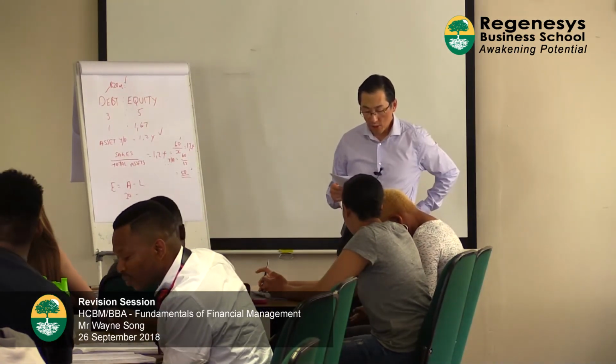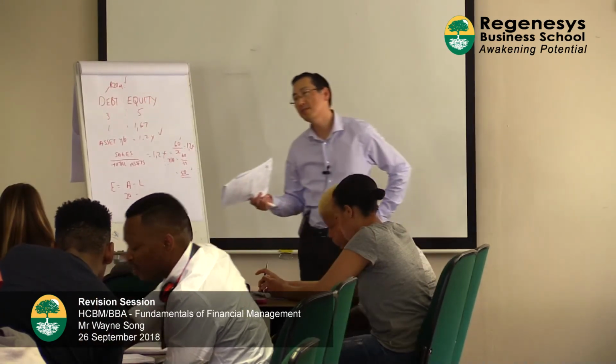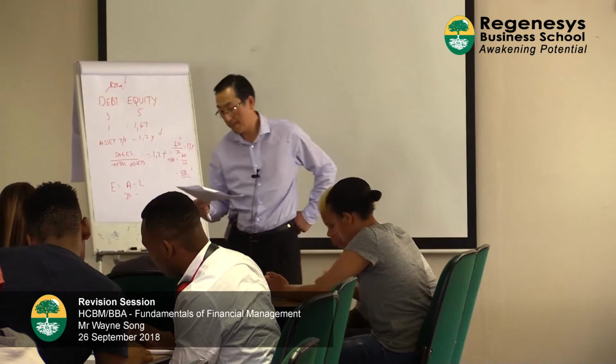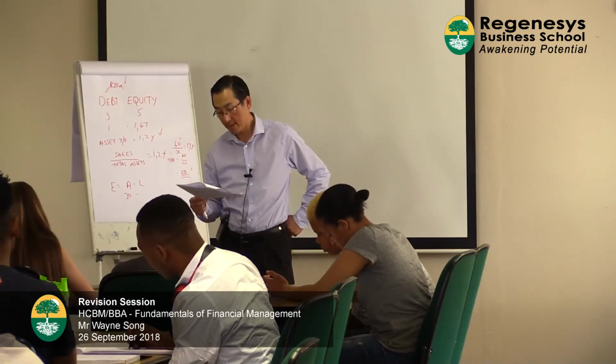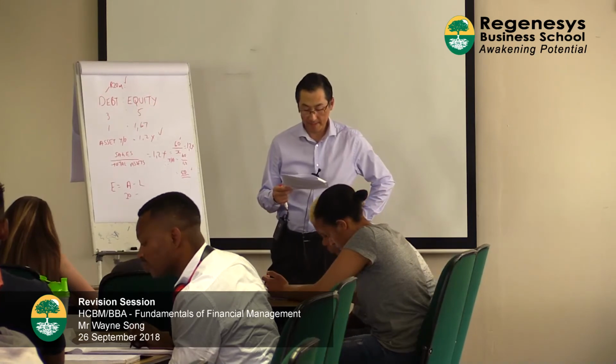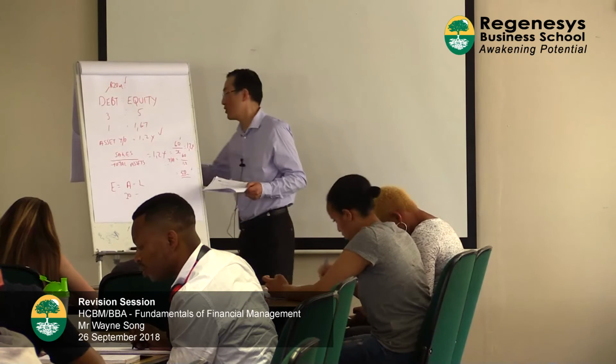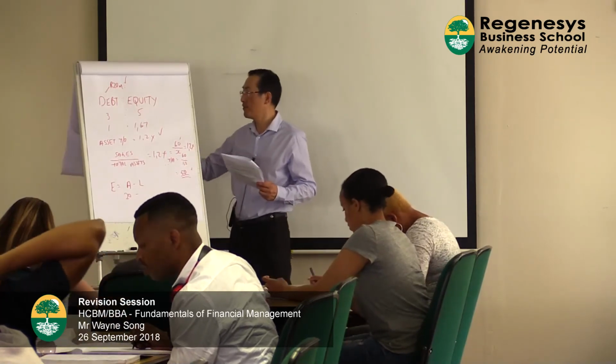Okay. Question 2.5, current ratio. Okay, I think that's a pretty simple one, the current ratio. Question 3, capital budgeting. Right, similar to what we've done previously.